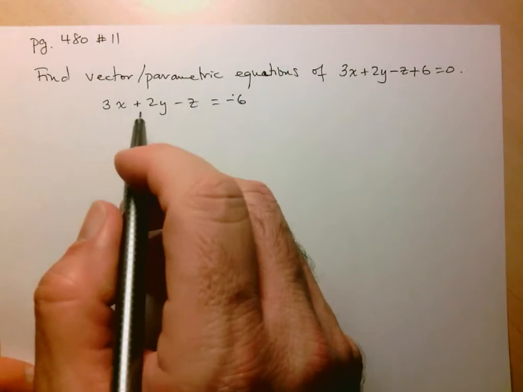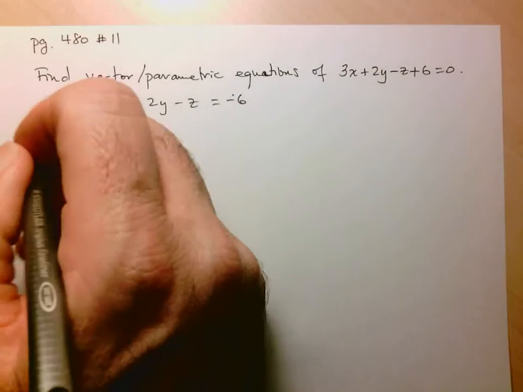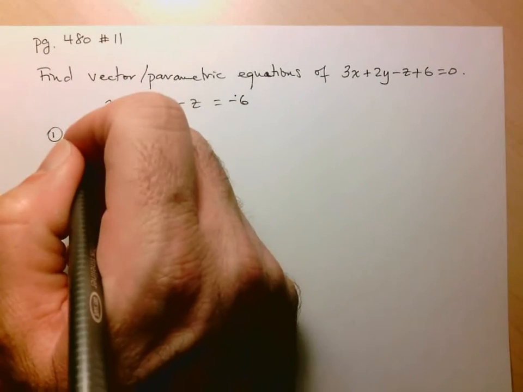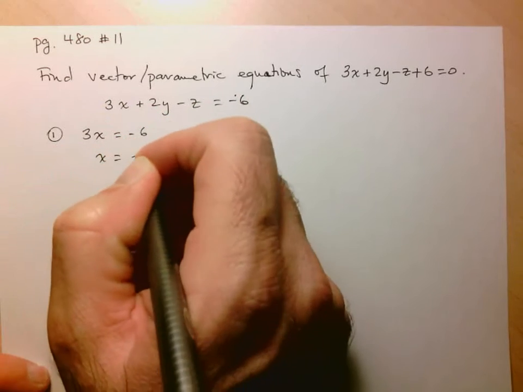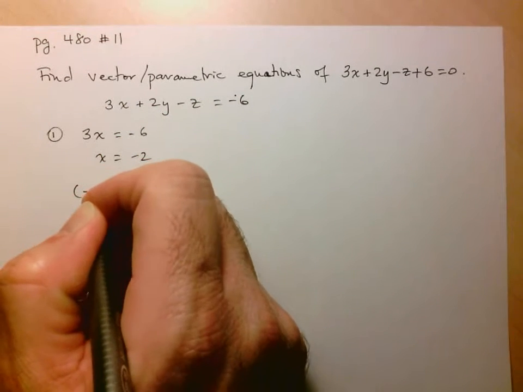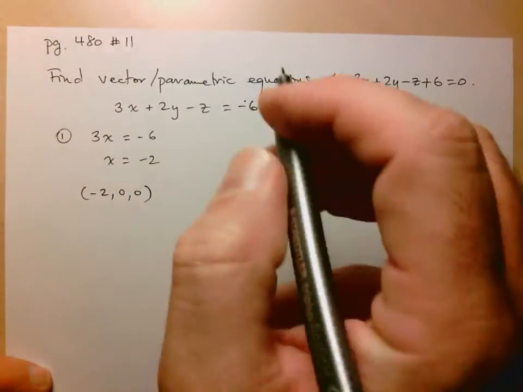First I'll set y and z equal to 0. So my first point, I'm just left with 3x equals -6, so x is equal to -2. That means the point (-2, 0, 0) is on the plane.